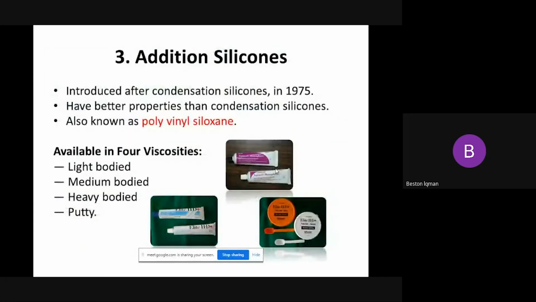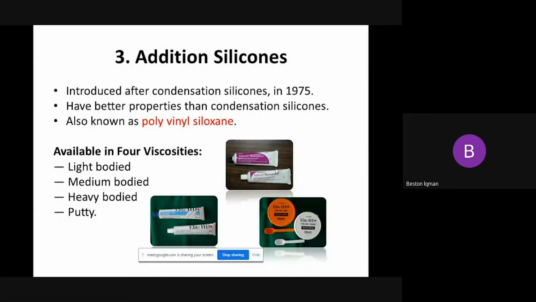Number 3, we have addition-silicone. It's the second type of rubber-based impression material, but the third type of elastomeric impression material. It was introduced after C-silicone, in 1975, and has better properties than C-silicone. Also, it has a new name: polyvinylsiloxane.